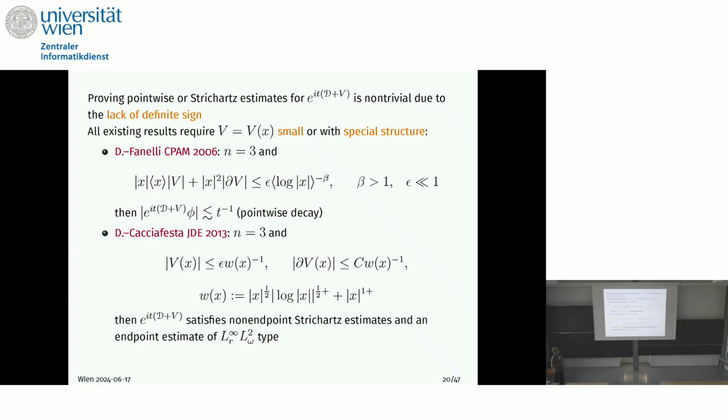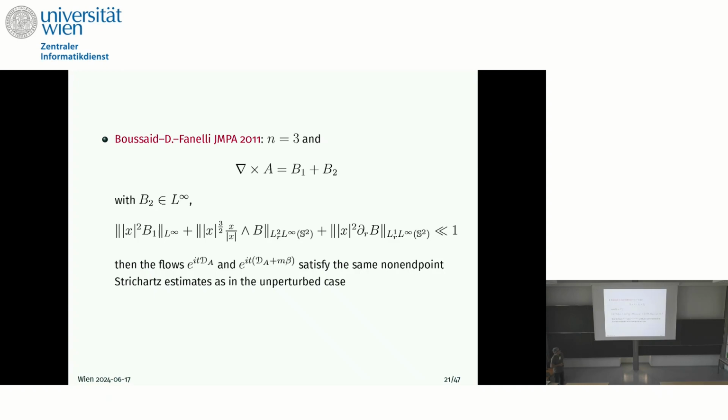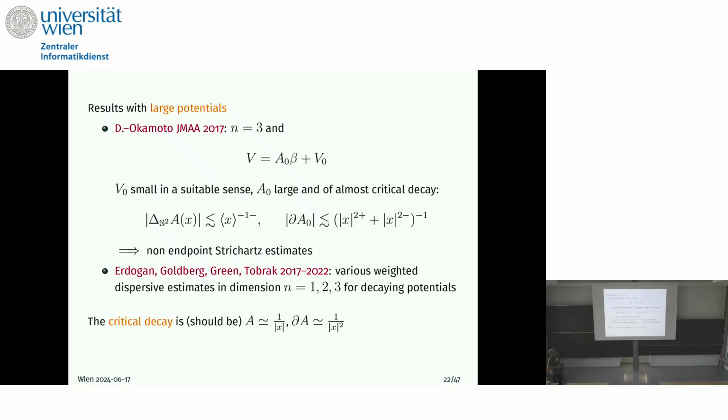Anyway, this is maybe a complete list of what is known. Several years ago, we proved some pointwise decay in the 3D case for some small potentials. This was improved here, some Strichartz estimates or estimates with angular regularity. We tried to improve, again, for small potentials, and we got Strichartz estimates. Okay, this is one case of large potentials.